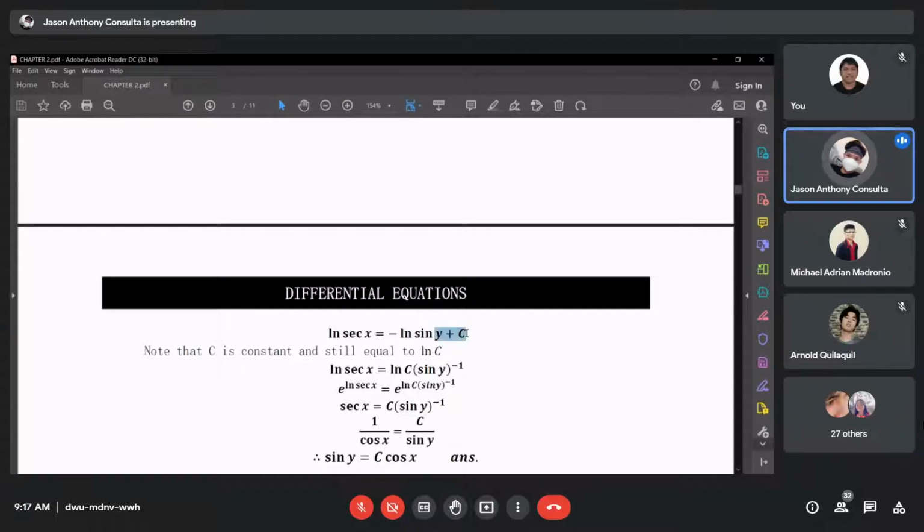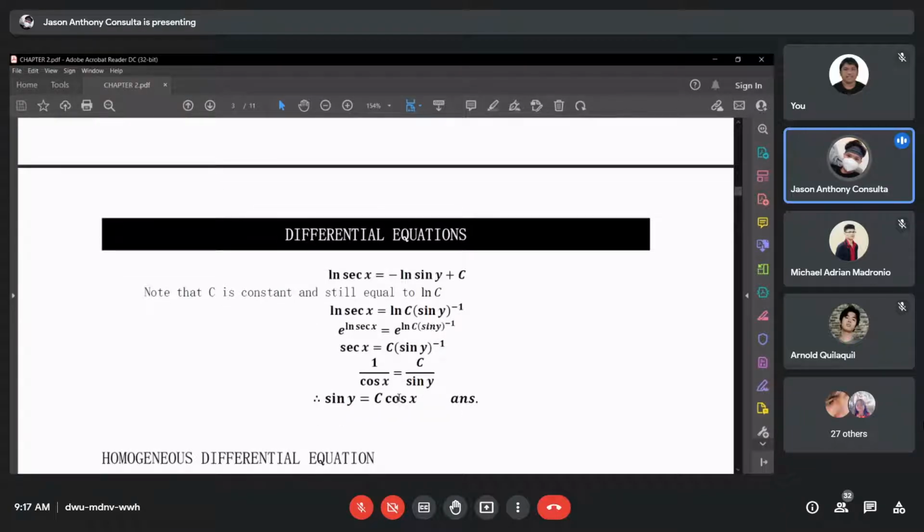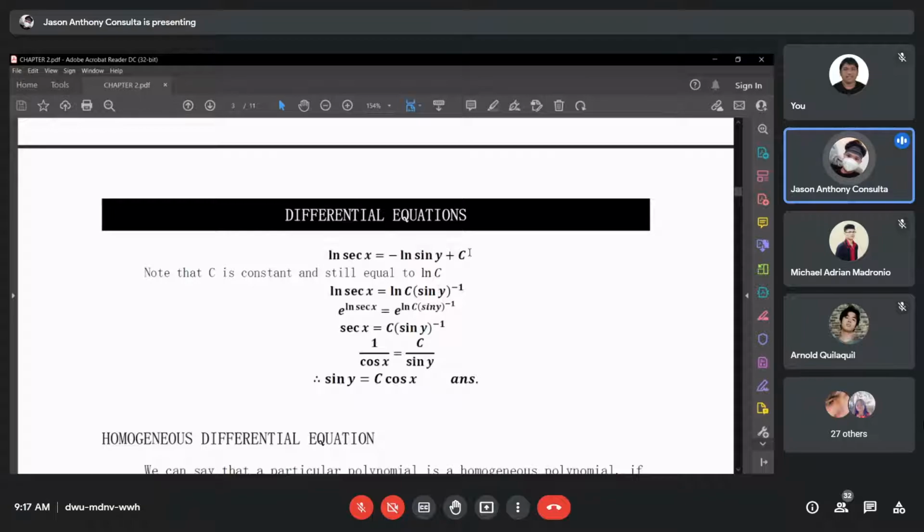Yung y plus c kasi can be written as ln c times sin y inverse, and the relationship of course of the natural logarithm to exponential. So, ang mangyayari, if you're going to write it in exponential terms, ln will be the exponent of e. Okay, tingnan nyo na lang dito, but para sa akin, if makuha nyo na to, then it will be fine. Pero maganda kasi class if naalala nyo pa rin itong ano, kaya sinabay ko pa rin siya sa solution.